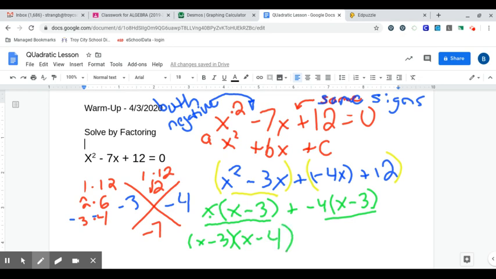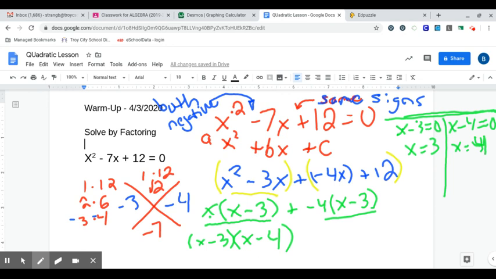All right, and I didn't ask you to go all the way to the roots, but remember, we would do a t-chart, right? If we wanted to go all the way to the roots, we'd go x minus 3, set it equal to 0, and x minus 4 equal to 0. We solve for x. For x minus 3, we add 3 to both sides, and we end up with x is equal to 3. And then for x minus 4, we add 4 to both sides, and we end up with x equal to 4. And so that would be our answer.